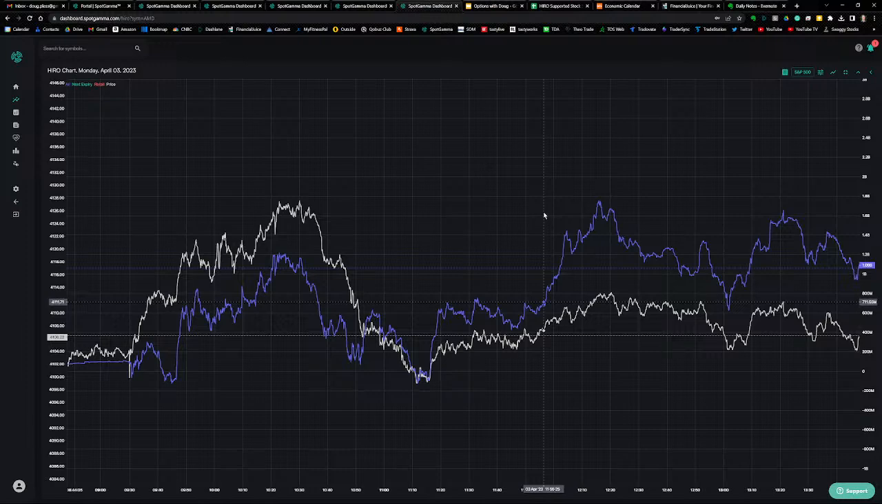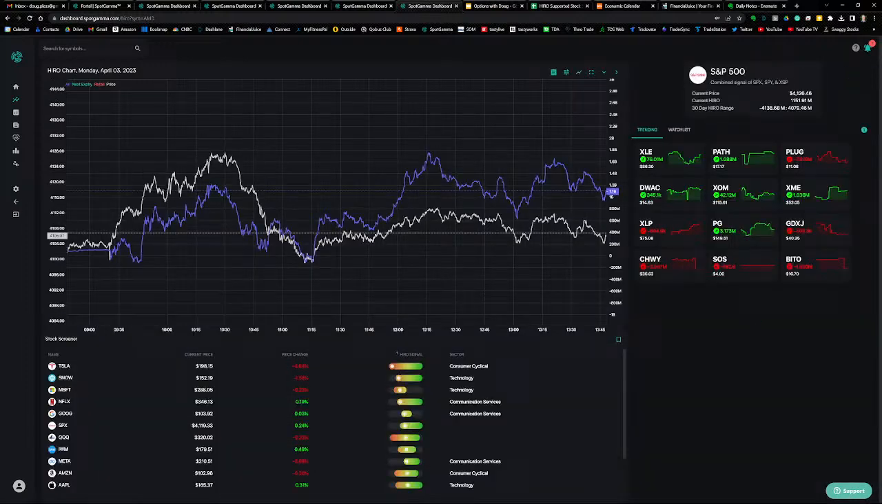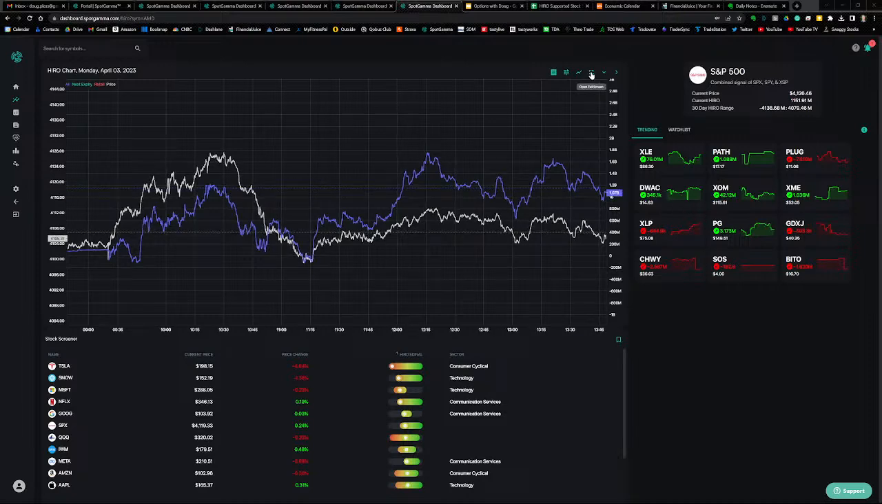So this is showing options trades and market maker hedging activity for the S&P 500. Let me zoom back out. That would be a combined signal of SPX, SPY, and XSP. And XSP is pretty insignificant compared to SPX and SPY. So essentially, SPX and SPY showing a combined signal of options trades for those two instruments combined into one. And this is usually what I use for the S&P 500. So let's zoom in on this.